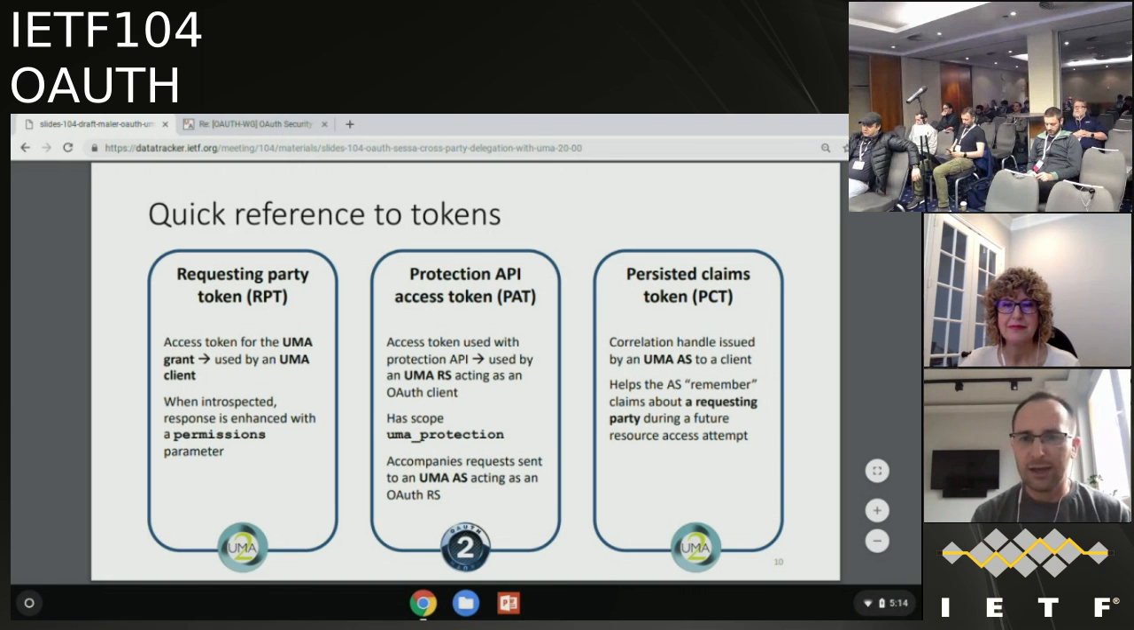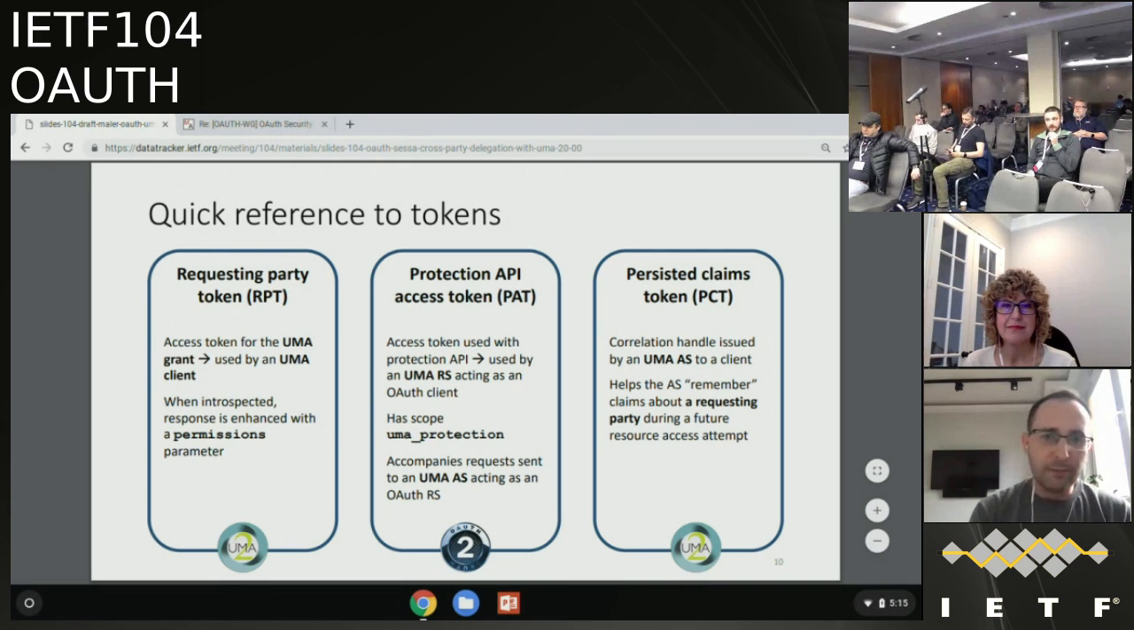The token has to have the UMA protection scope associated in it. So it's probably the simplest token to explain. The other two tokens, which are very much UMA specific, are the requesting party token and the persisted claims token.